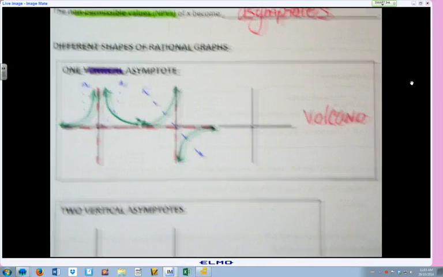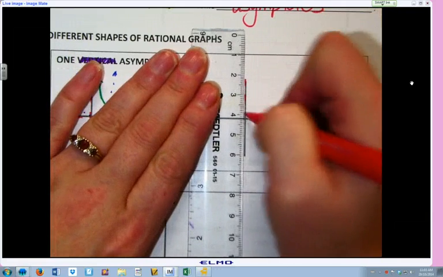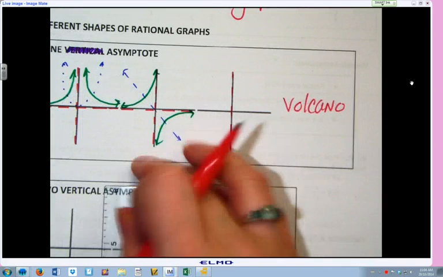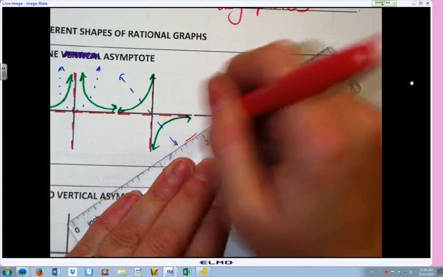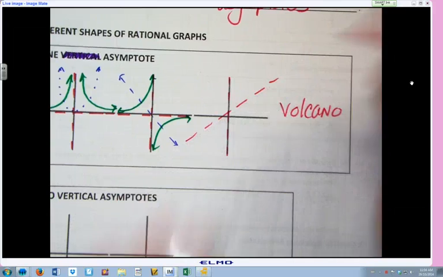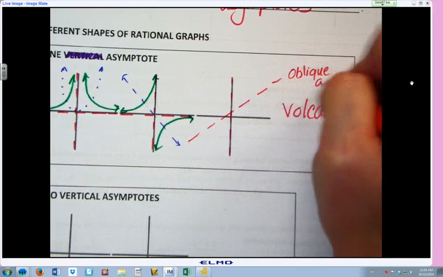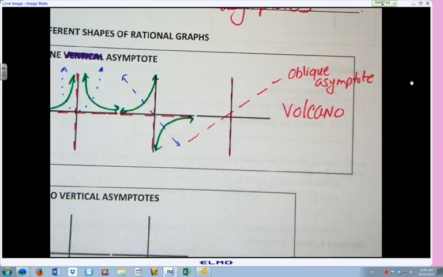The third one you haven't seen before. It's another variation of volcano. It still starts with a vertical asymptote. Again, doesn't have to be on the y-axis. But instead of a horizontal asymptote, what ends up happening is it has a slanted asymptote. And we call this an oblique asymptote. An oblique line just means one that's on a slant.